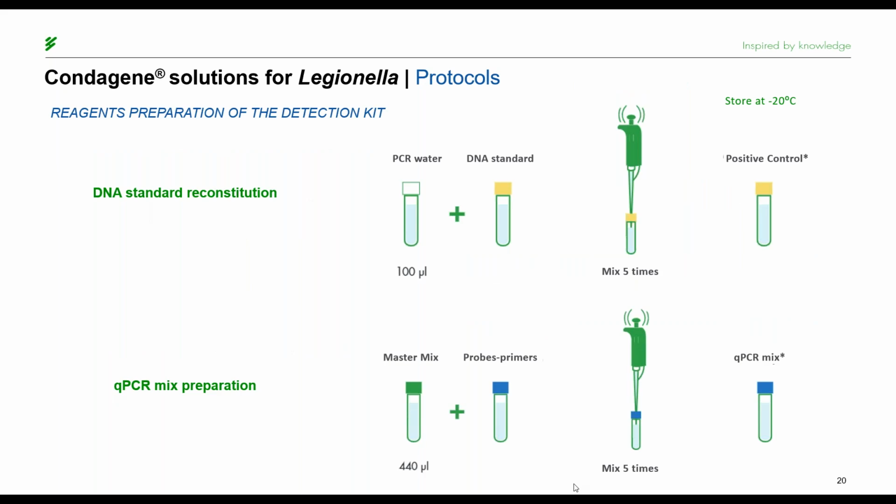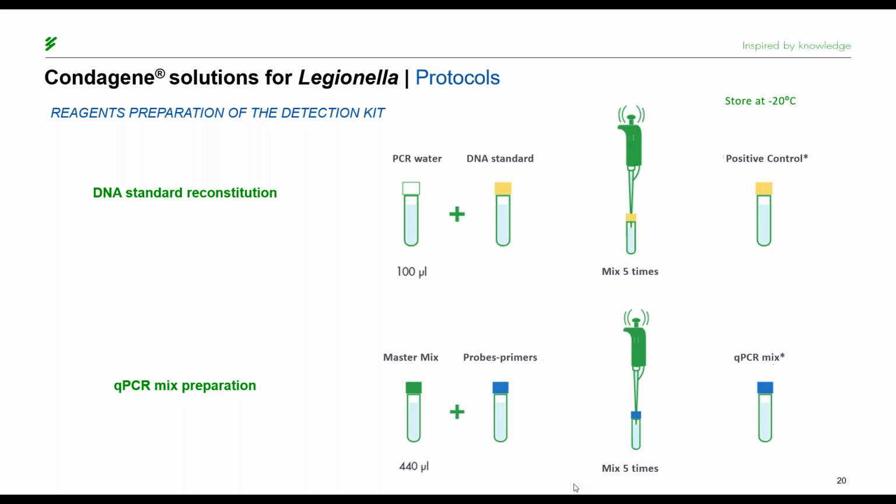We have seen a bit of the theoretical part of what Condagene is, how it works, the advantages it brings us, and the products for Legionella. We will now review the protocols and what a real workflow would look like for detecting Legionella in our sample with Condagene. So to begin, we must first of all prepare certain reagents included in the Legionella detection kit.